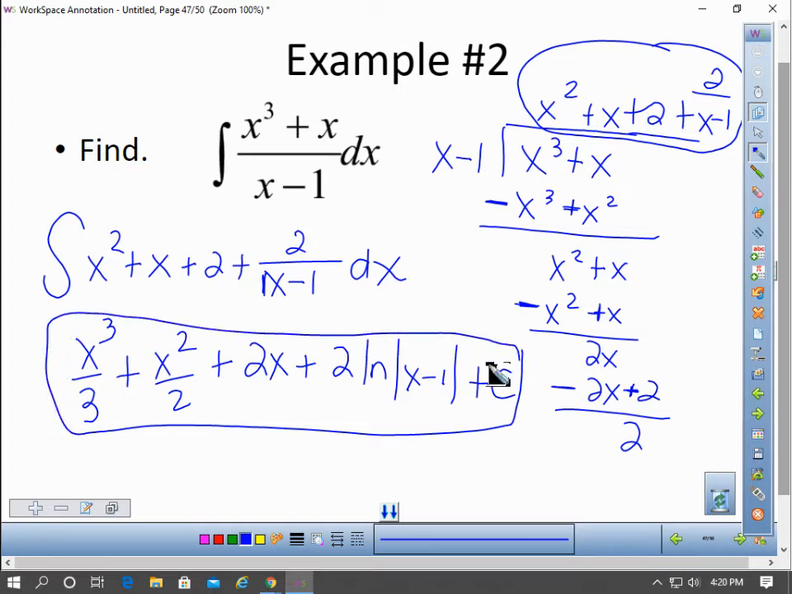So if the numerator has a higher power or equal to even the denominator's power, then you have to do long division.